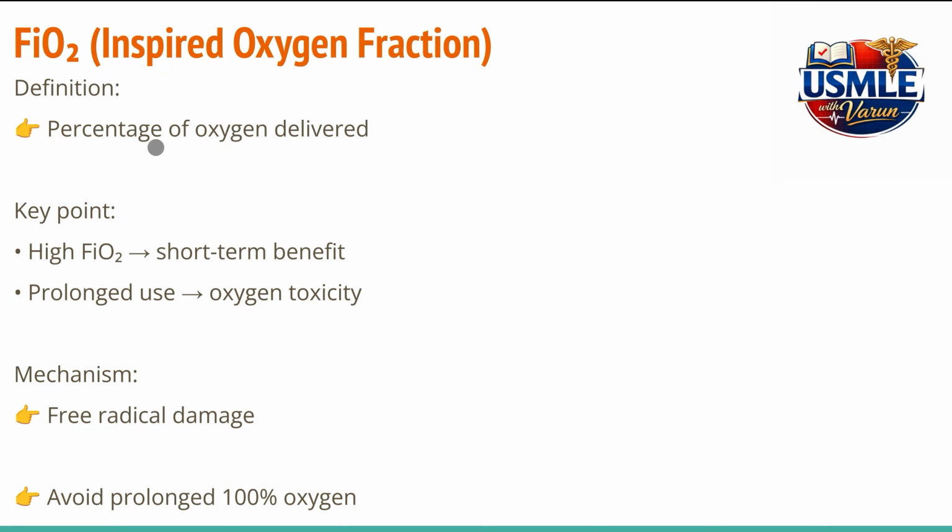So FiO2 is the fraction of inspired oxygen. It's nothing but the percentage of oxygen that is delivered to the diffusion membrane. Whenever there's high FiO2, this is a short-term benefit. When there's prolonged use of high concentrations of oxygen, this leads to free radical associated lung injury. So we need to avoid prolonged 100% oxygen.